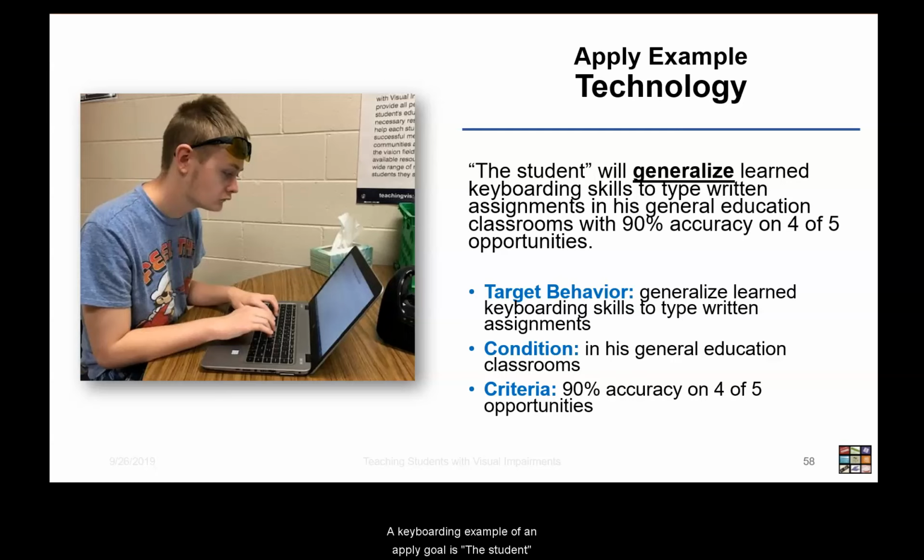A keyboarding example of an apply goal is the student will generalize learned keyboarding skills to type written assignments in his general education classrooms with 90% accuracy on 4 of 5 opportunities. In this goal, the target behavior is generalized learned keyboarding skills to type written assignments. The condition is in his general education classrooms. And the criteria, 90% accuracy on 4 of 5 opportunities.